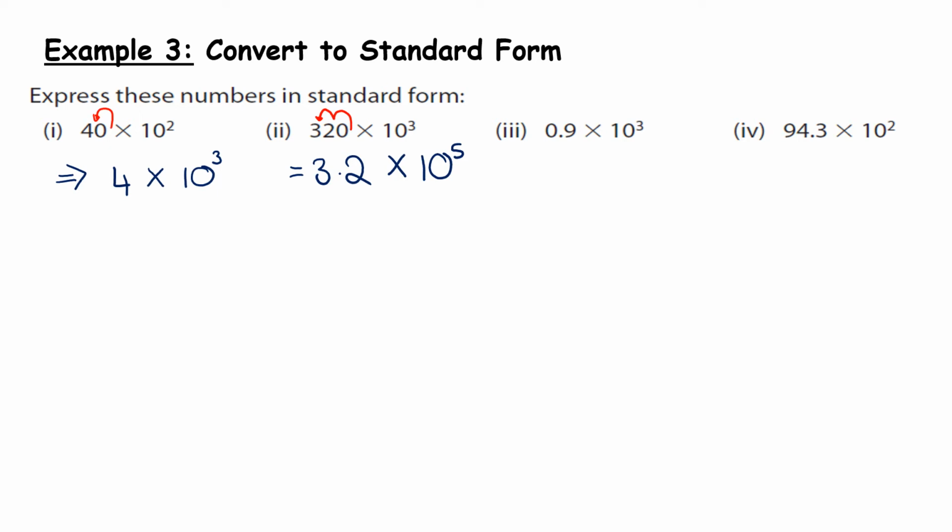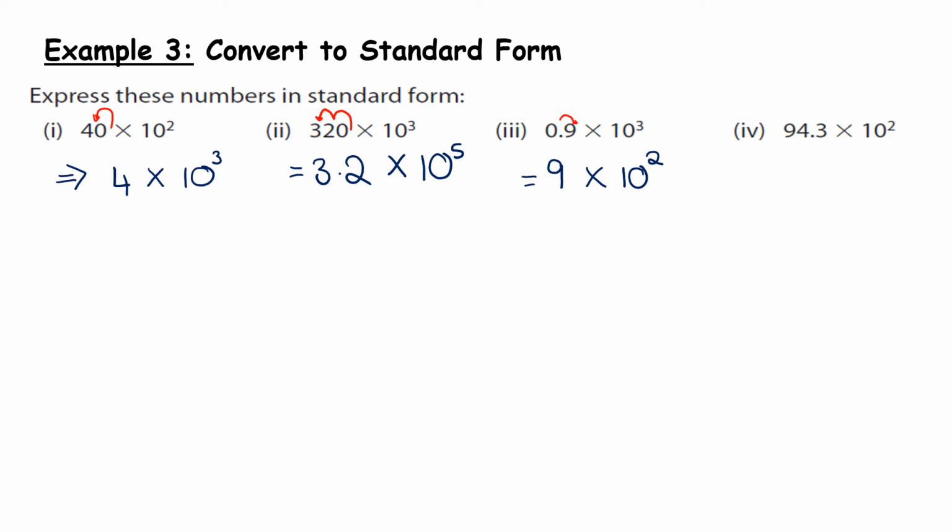Now, what if we work the other way? So in part 3, 0.9 is too small. I need to make it bigger. So I'm going to move my decimal place to the right. Because I made this bigger by 1 power, I'm going to need to reduce the power here on my 10 to counteract it. So it's 9 by 10 to the power of 2.